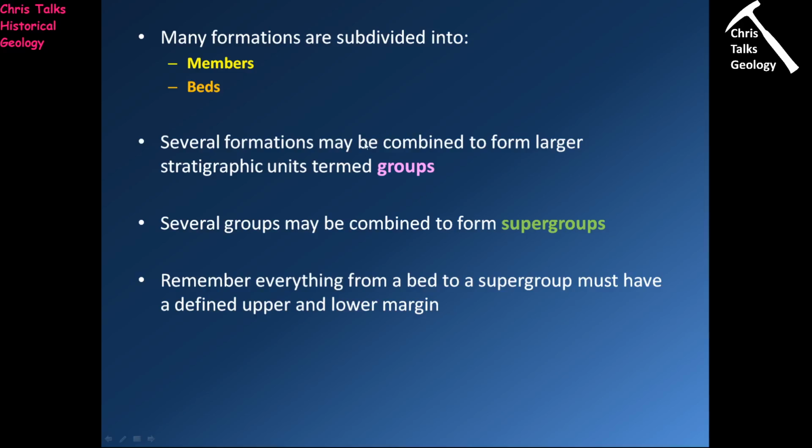We can combine formations together to make a larger unit, which is called a group. And then if we package together 2 or more groups, we end up with a supergroup. And so once again, going from smallest to largest, it's bed, member, formation, group, supergroup. The most important thing to remember is that everything from a bed all the way up to a supergroup must have a defined upper and lower margin. You must know exactly when the unit starts and stops.